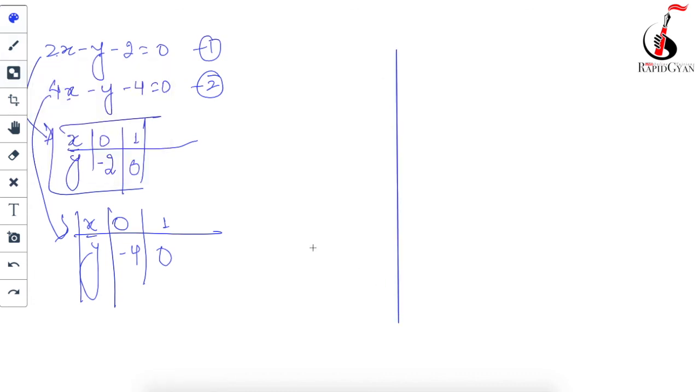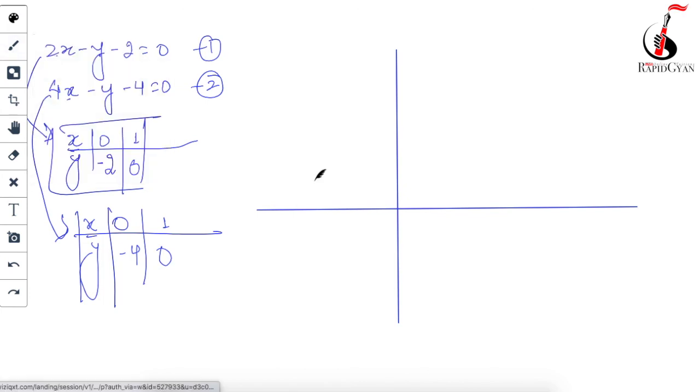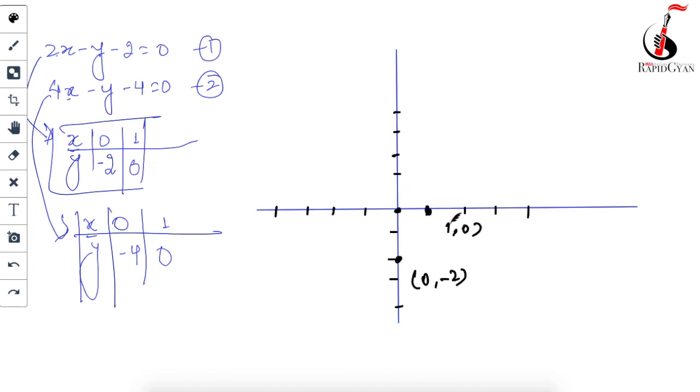So this is the graph paper which I'm going to draw, and I will go with the first one. This is your 0, I'll say 1, 2, 3, 4, 1, 2, 3, 4, 1, 2, 3, 4. The first one is 0 comma minus 2. So x is 0, y is minus 2. So this is the point 0 comma minus 2. I will write it over here, 0 comma minus 2. The next point is 1 comma 0. I will write here 1 comma 0.